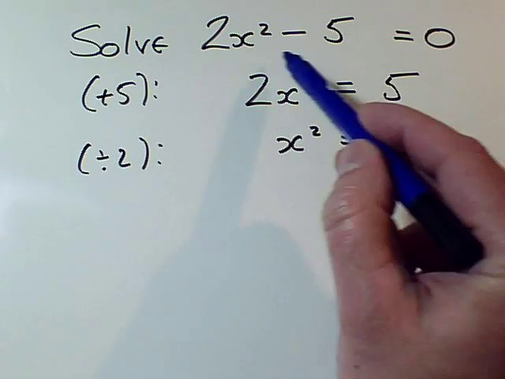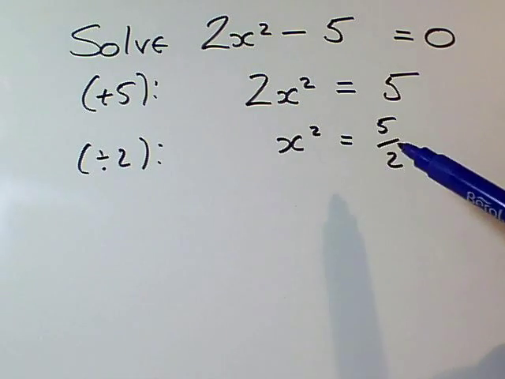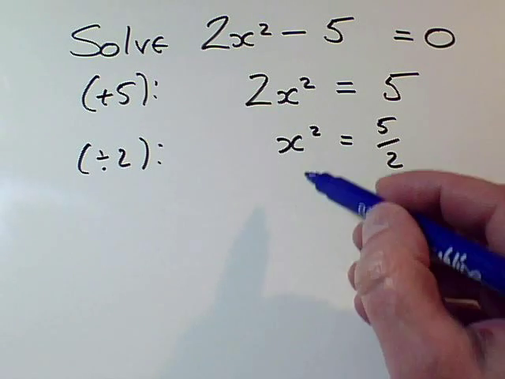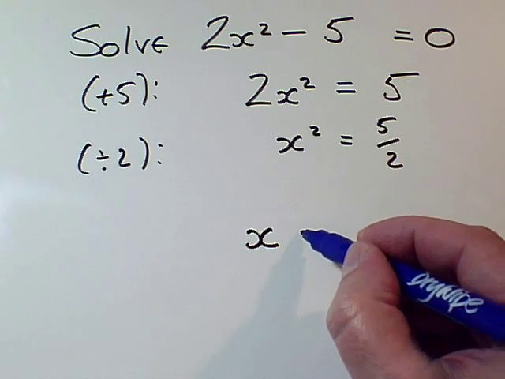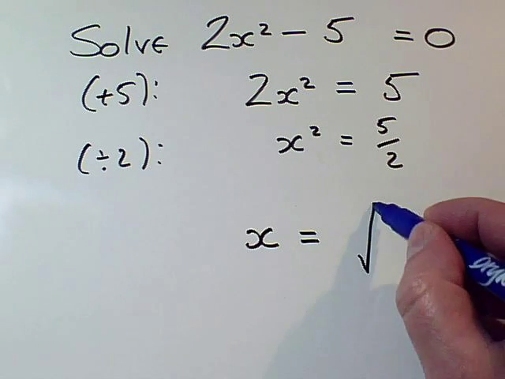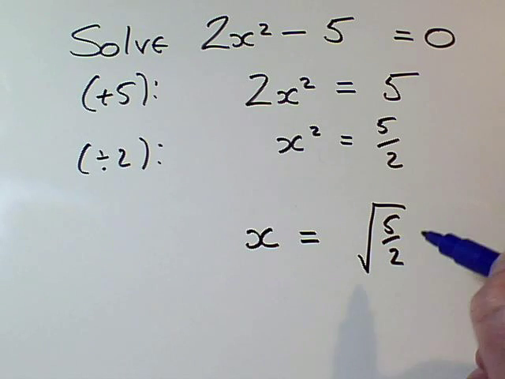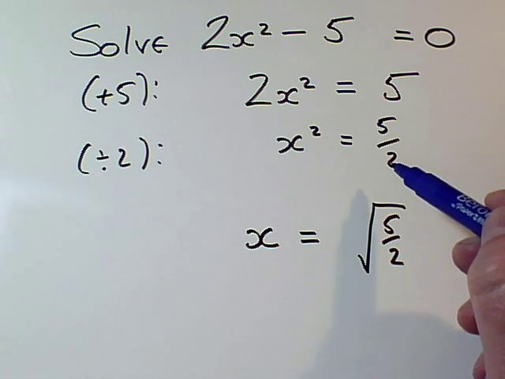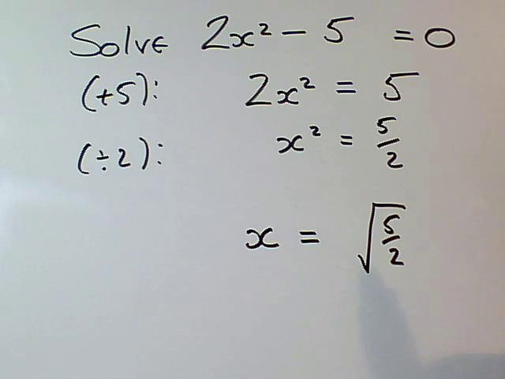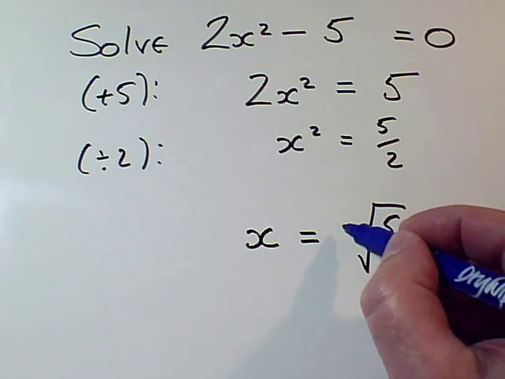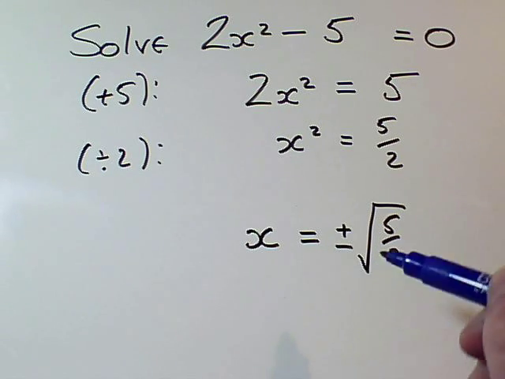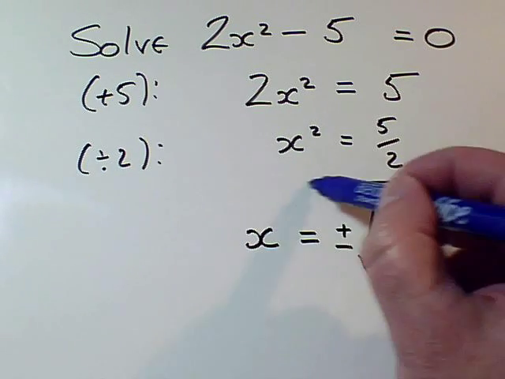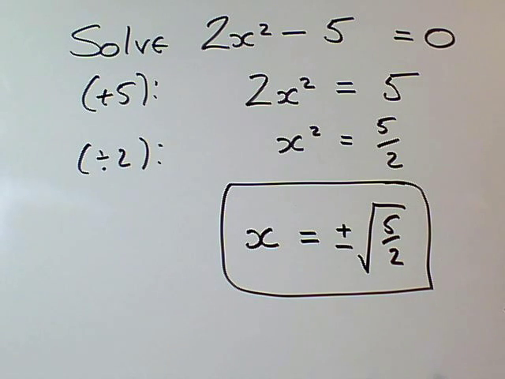So if x squareds appear and no x's, then I can make x squared the subject of the formula. And then when I go from x squared to x, I've got to be careful. There are going to be two answers. So I don't just say x is the square root of 5 over 2, because every number has two square roots. So if x squared was 4, x could be 2, yes, but it could also be minus 2. So there are always two possible answers. One is a plus and the other is a minus. So x squared equals 5 over 2 means that x is plus or minus the square root of 5 over 2. Here are my two answers, and I'm done.